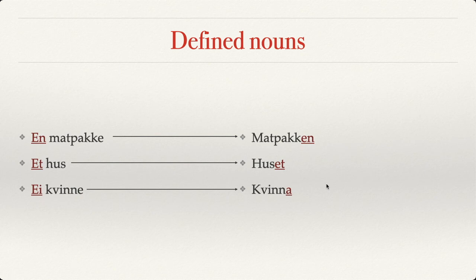Now, remember that for neuter defined nouns, the t is silent. So we say huset and not huset with a pronounced t. It's the exception and not the rule. Most t's at the ends are pronounced. And for feminine defined nouns, we would just add an a instead, so it's different than masculine and neuter nouns. The last thing to remember here is that when we do these definite transitions, if a noun already ends with an e, like matpakke, and we take the en and put it at the end of the noun, we don't double up on the e's. So if it already ends with an e, we just add the n or the t as needed.